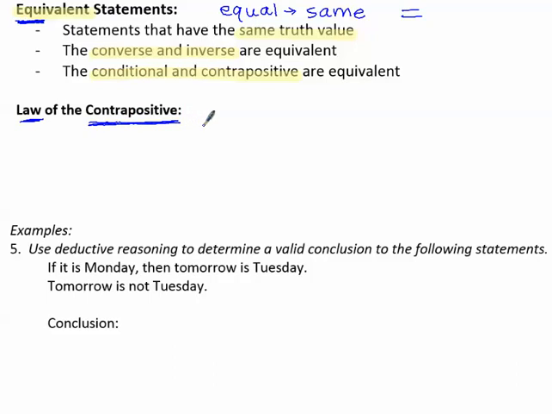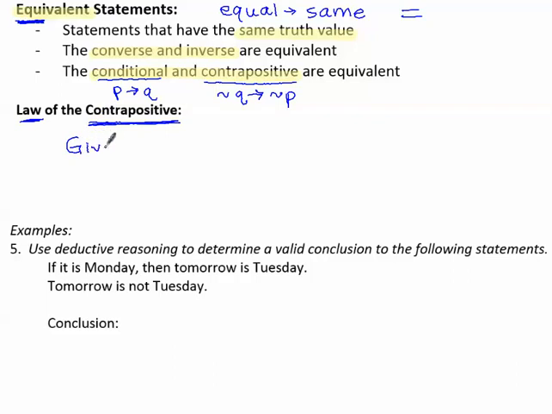Do you remember how to do the contrapositive of a statement? Let's review that. Remember that if you start with the conditional statement being P arrow Q, the contrapositive is when we negate and flip the statement. So not Q, arrow, not P. Notice we put the Q first and then we negated both statements. So the law of the contrapositive uses that contrapositive.